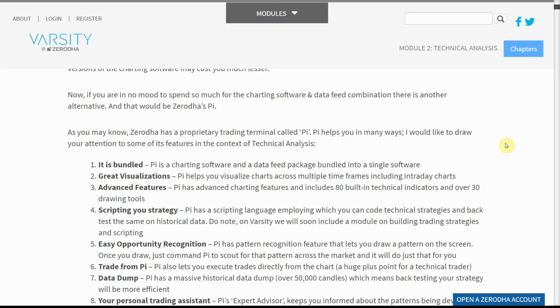It is bundled. Pi is a charting software and a data feed package bundled into a single software. Great visualizations. Pi helps you visualize charts across multiple time frames including intraday charts. Advanced features. Pi has advanced charting features and includes 80 built-in technical indicators and over 30 drawing tools. Scripting your strategy. Pi has a scripting language employing which you can code technical strategies and backtest the same on historical data. Do note, on Varsity we will soon include a module on building trading strategies and scripting.